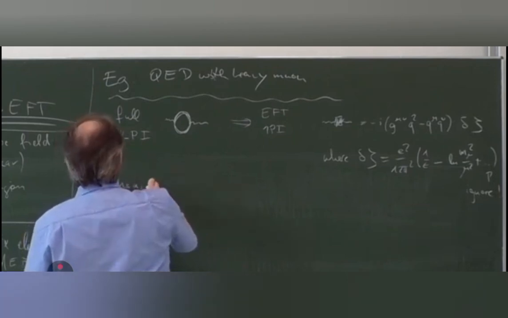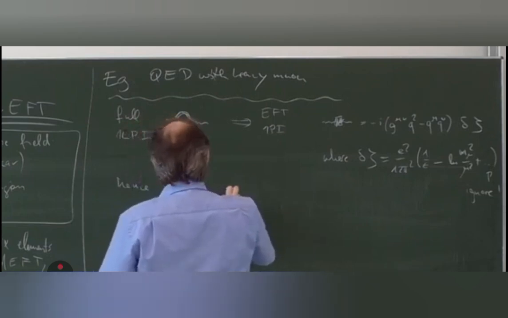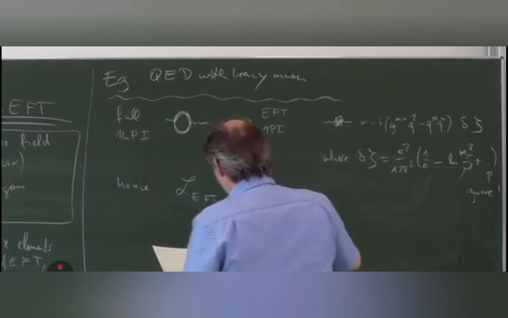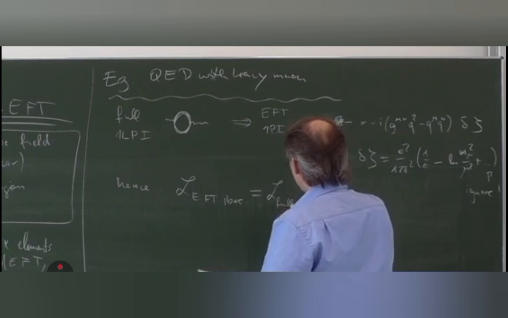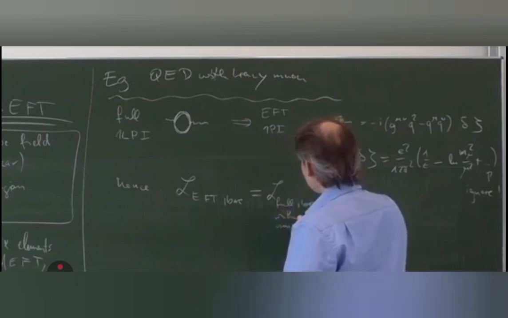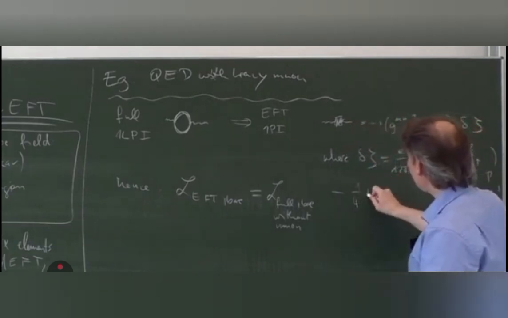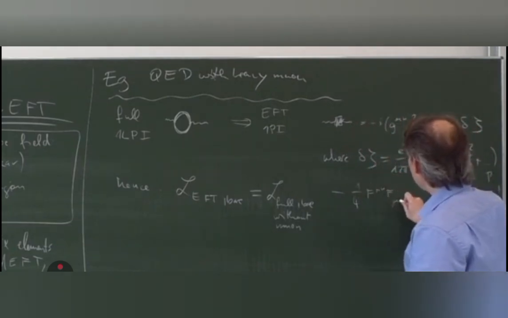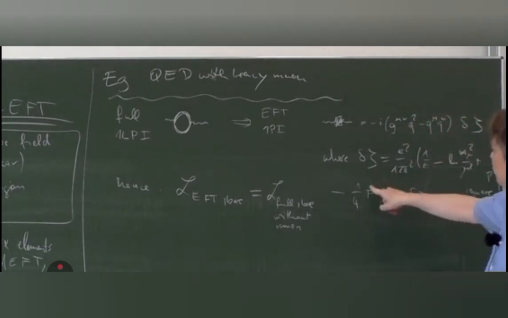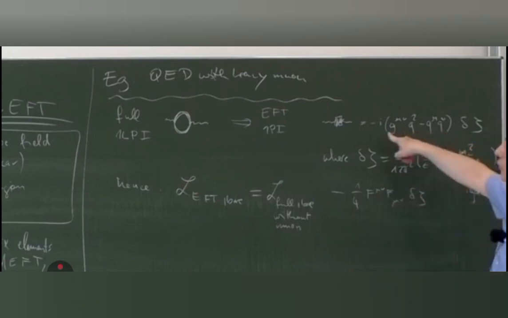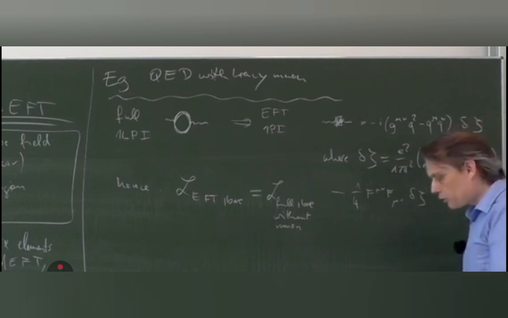Let's write down what this means as an equation. So here you would say that the EFT bare Lagrangian is the full theory bare without the muon minus this vertex, and this vertex is described by minus 1/4 F_μν times exactly this quantity δζ. So if you derive the Feynman rule from F_μν, you get exactly this prefactor, and that is multiplied now by this quantity δζ.